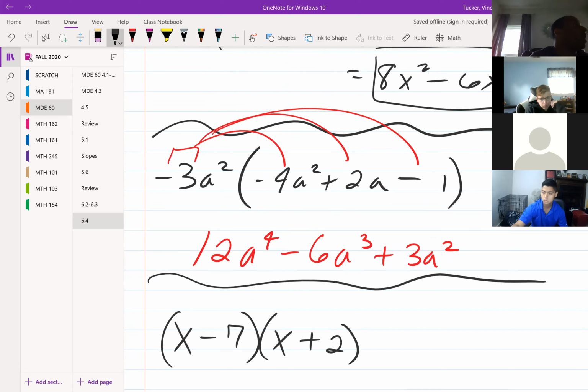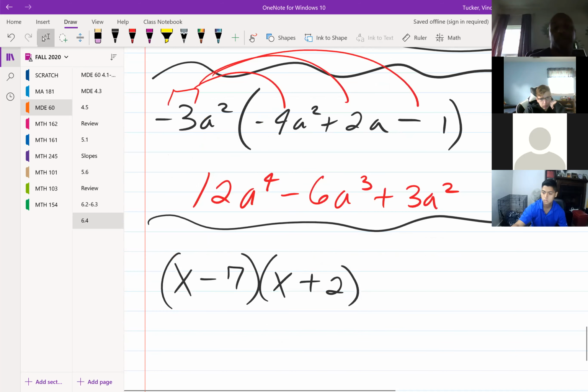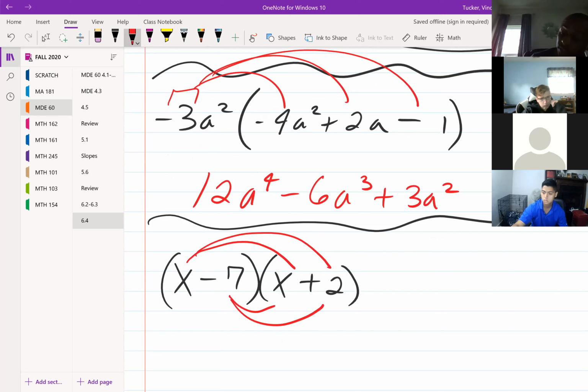All right, so here we have a binomial times a binomial. Some of you may have heard of the acronym FOIL: first, outer, inner, last. If you want to lean on that, that's fine. Or you can just remember to take the x, multiply to each term, then take the negative 7, multiply to each term. So that's the flow that you need to consistently do, even if you don't have a binomial. Let's say you have a binomial times a trinomial, what you need to do is take each term in the first parentheses and multiply to each term in the second parentheses.